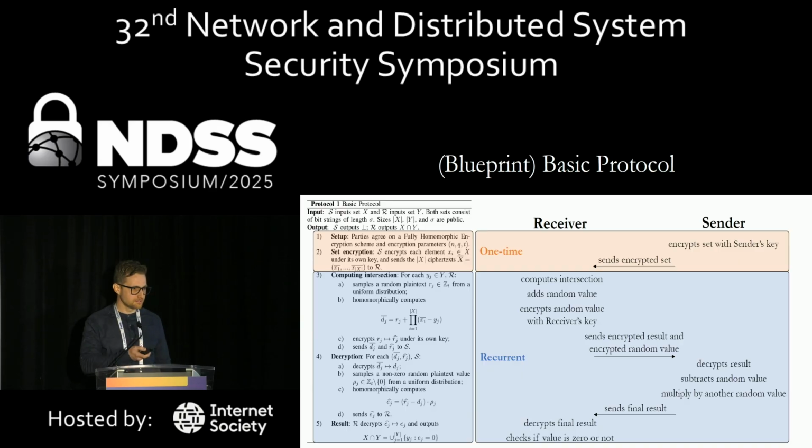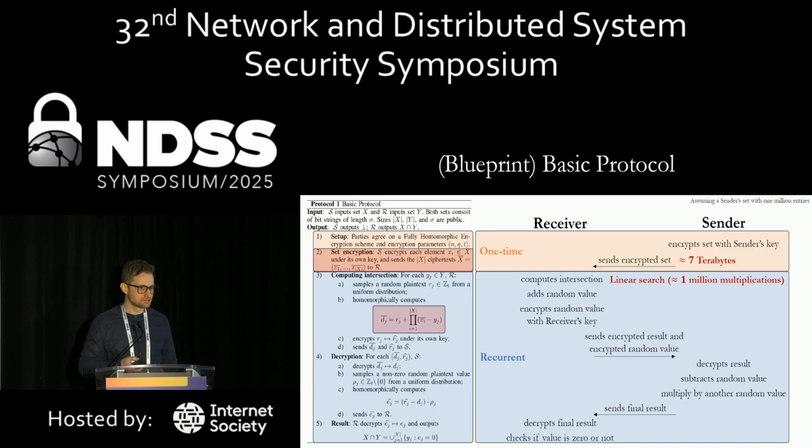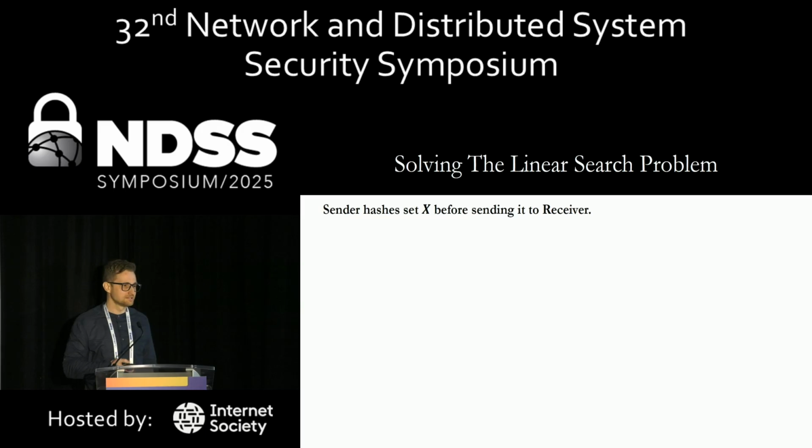And here we have two issues. If we assume that the sender set is around 1 million entries, sending an encrypted set would take around 7 terabytes. And for each entry in the receiver set, it will require around 1 million homomorphic multiplications. So it's very inefficient. I will show how we solve these two issues in this presentation. Let's go first through the linear search.